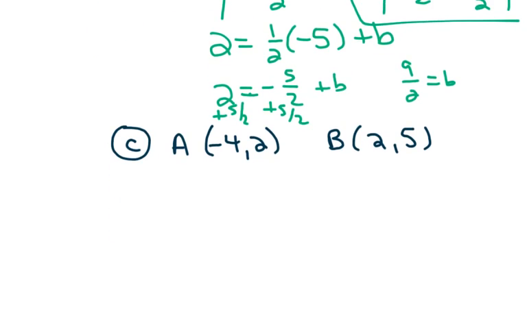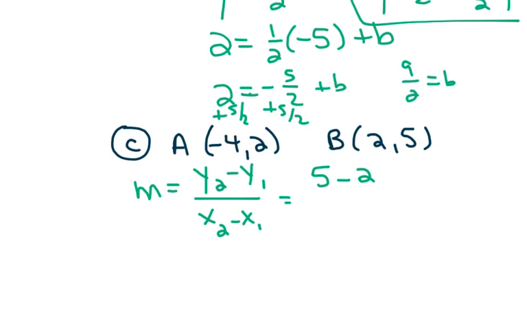In the last problem, I give you just 2 points on a line. I don't tell you the slope or the y-intercept. To find the slope, you can use the slope formula: y2 minus y1 over x2 minus x1. So 5 minus 2 over 2 minus negative 4. 5 minus 2 is 3, 2 minus negative 4 is 6, and 3 over 6 reduces to 1/2. So the slope is 1/2.